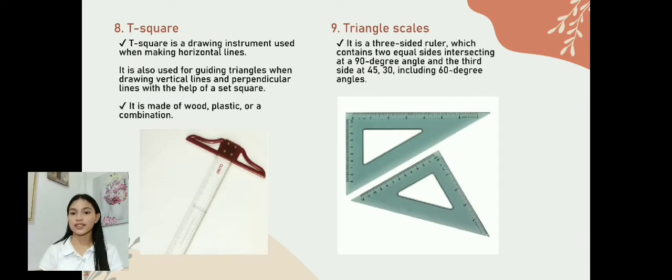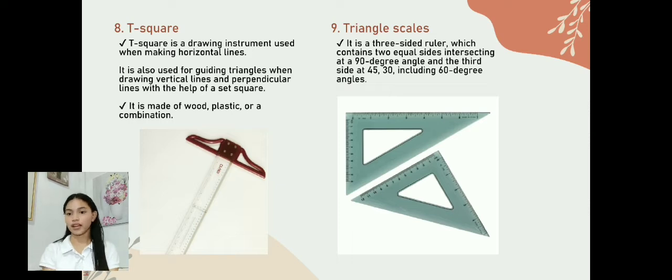T-square and triangle scales, or triangle rulers. T-square is a drawing instrument used when making horizontal lines. It is also used for guiding triangles when drawing vertical lines and perpendicular lines with the help of a set square. It is made of wood, usually wood, plastic, or a combination.